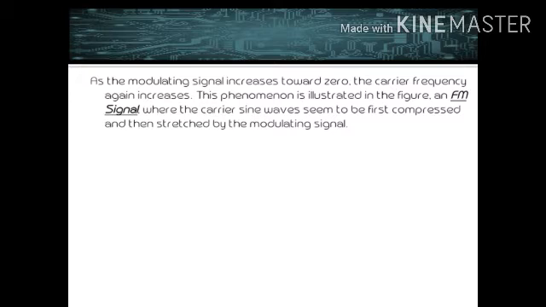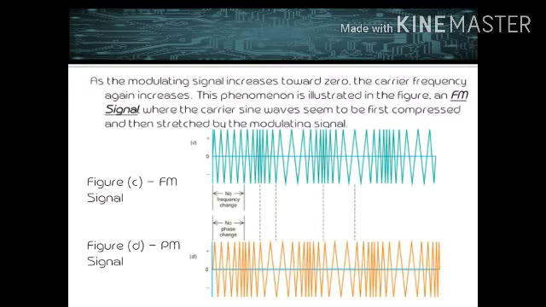As the modulating signal increases towards zero, the carrier frequency again increases. This phenomenon is illustrated in the figure. An FM signal, where the carrier sine wave seems to be first compressed and then stretched by the modulating signal. As you can see, the first part of the FM signal is slightly stretched, and then by the second part, it is already compressed, and so on.